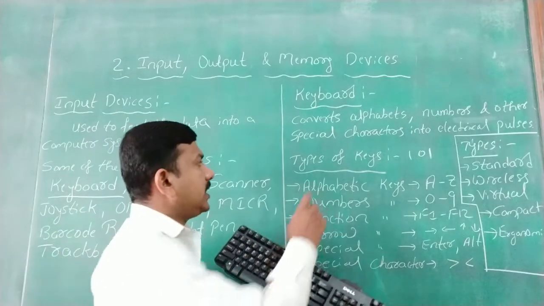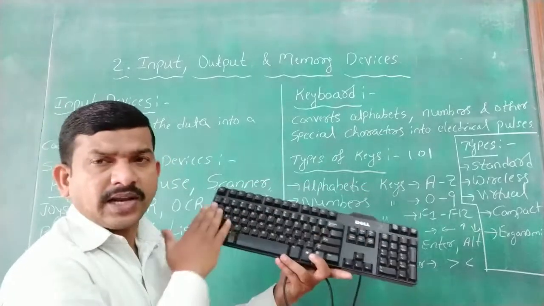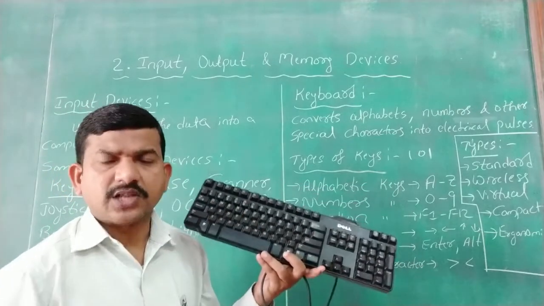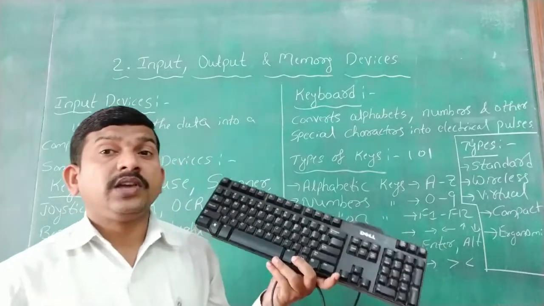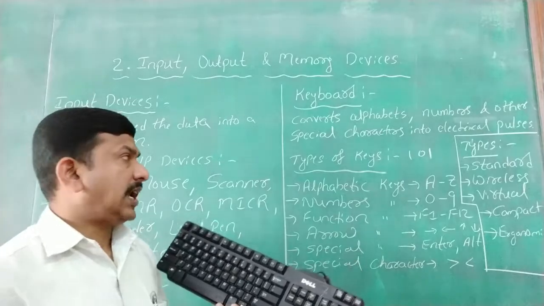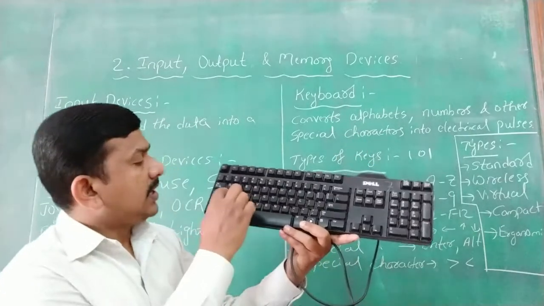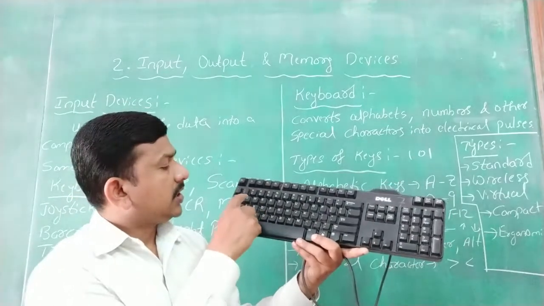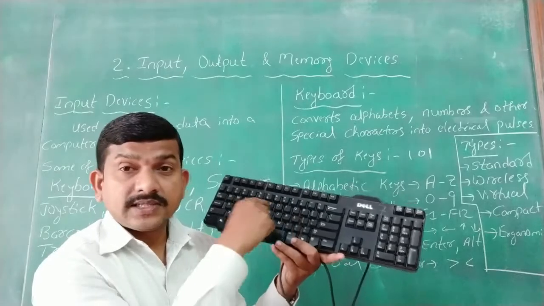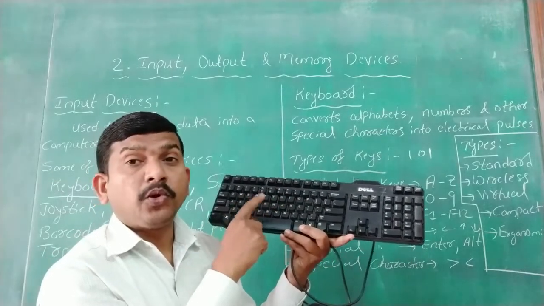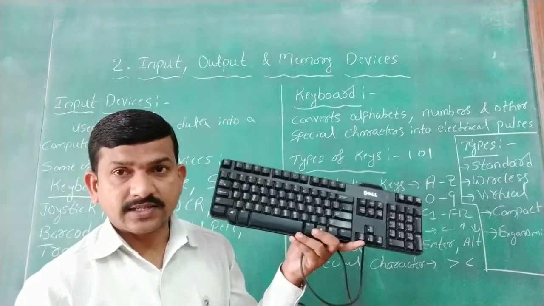So here what we are discussing is types of keys. Assume that there are 101 keys. All those keys we classify into different types. Now what are those types? The first one is the alphabetic keys. Here there is A, B, C, D, like this. One more thing, the ABCD here is not in serial order, it's a mix. Normally it is QWERTY, like this.